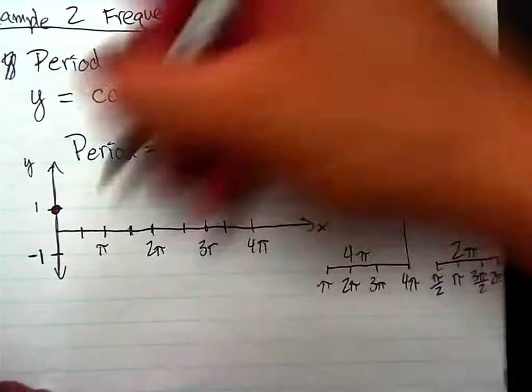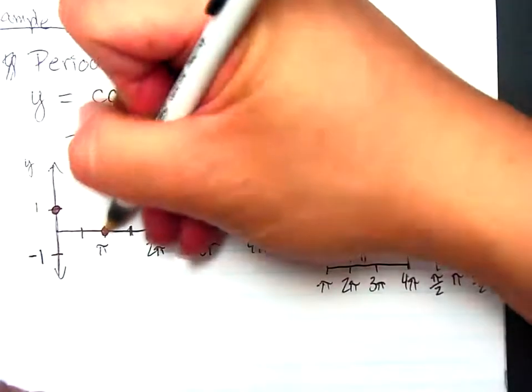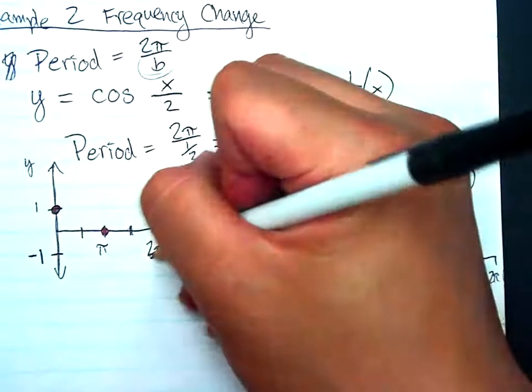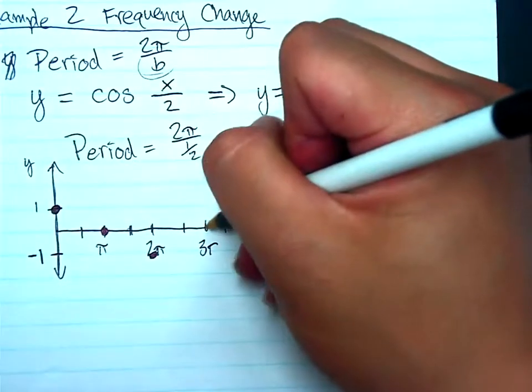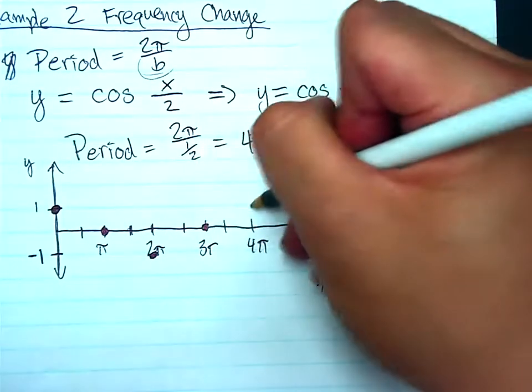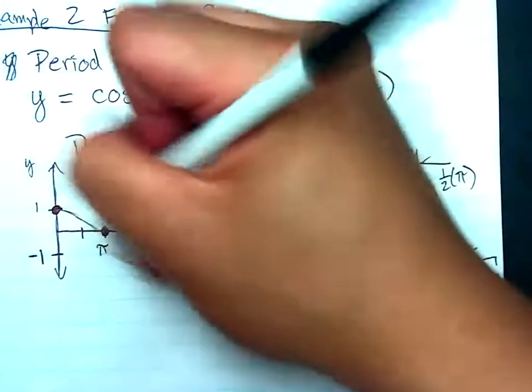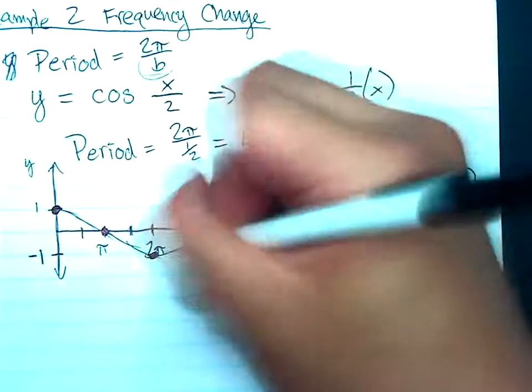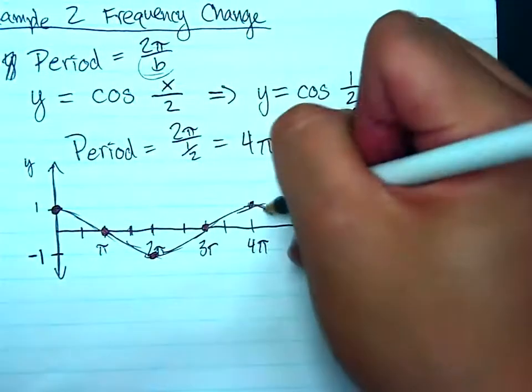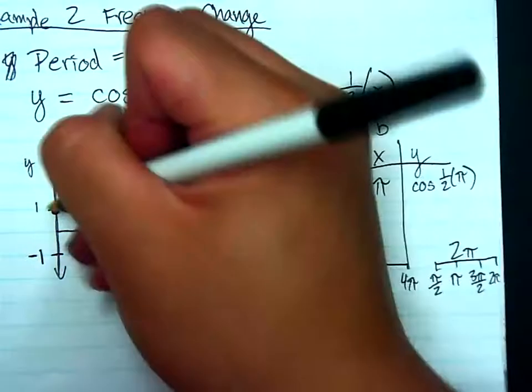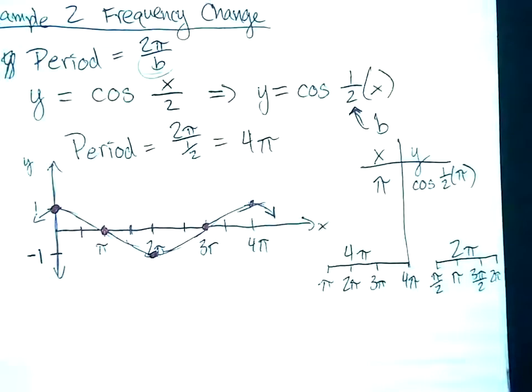So this is where all my numbers will go now. And as you can see, it's basically stretching along the x-axis. Okay? So same y values, just stretched along the x-axis.